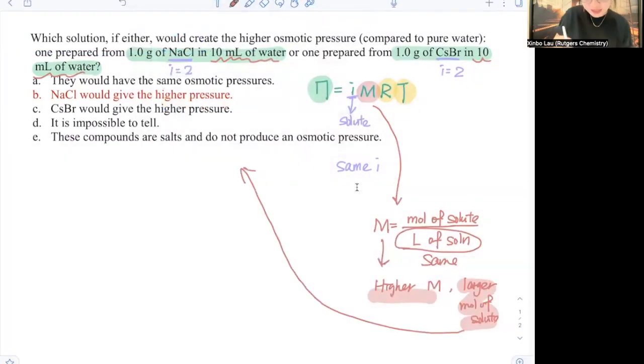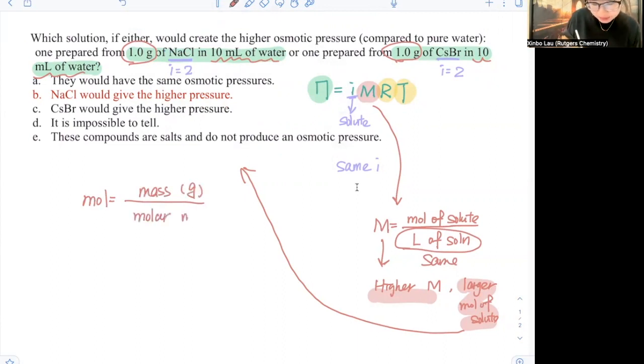The question gives us grams. So from grams to moles, what do we do? Moles of a certain substance: we need the mass, in grams, divided by the molar mass. If we're looking for larger moles, mass-wise, for both solutions we have 1 gram and 1 gram, so that's the same amount.